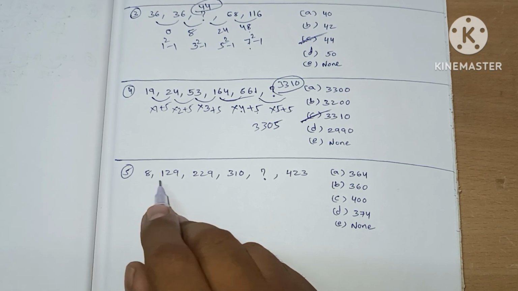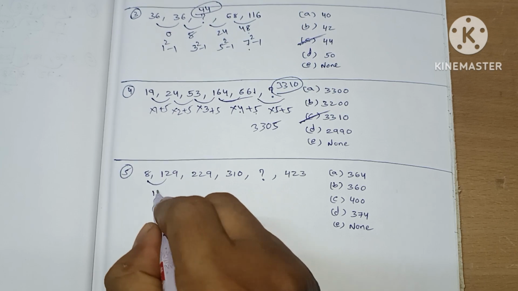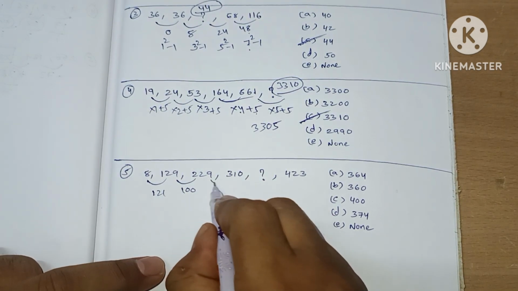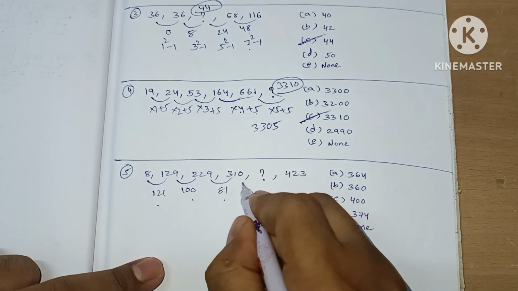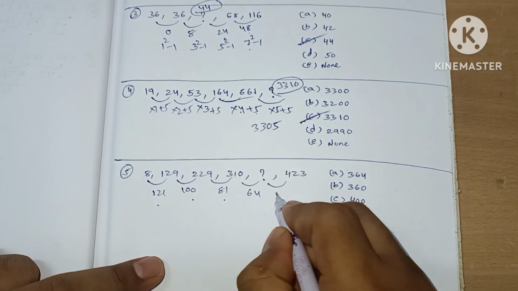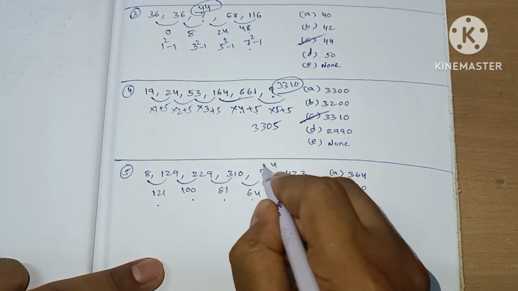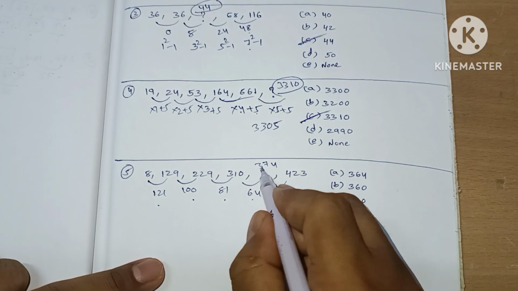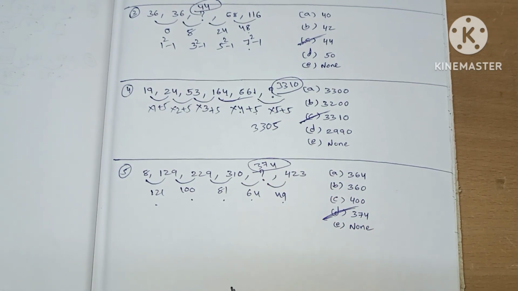Here the numbers are slightly varying, so we will go with differences. Here the difference is 121. Here the difference is 100. Here the difference is 81. 11 square, 10 square, 9 square, 8 square 64, 7 square 49. So 310 plus 64 will be 374. Option D is our answer. 374 plus 49 will be 423. So the answer will be 374.